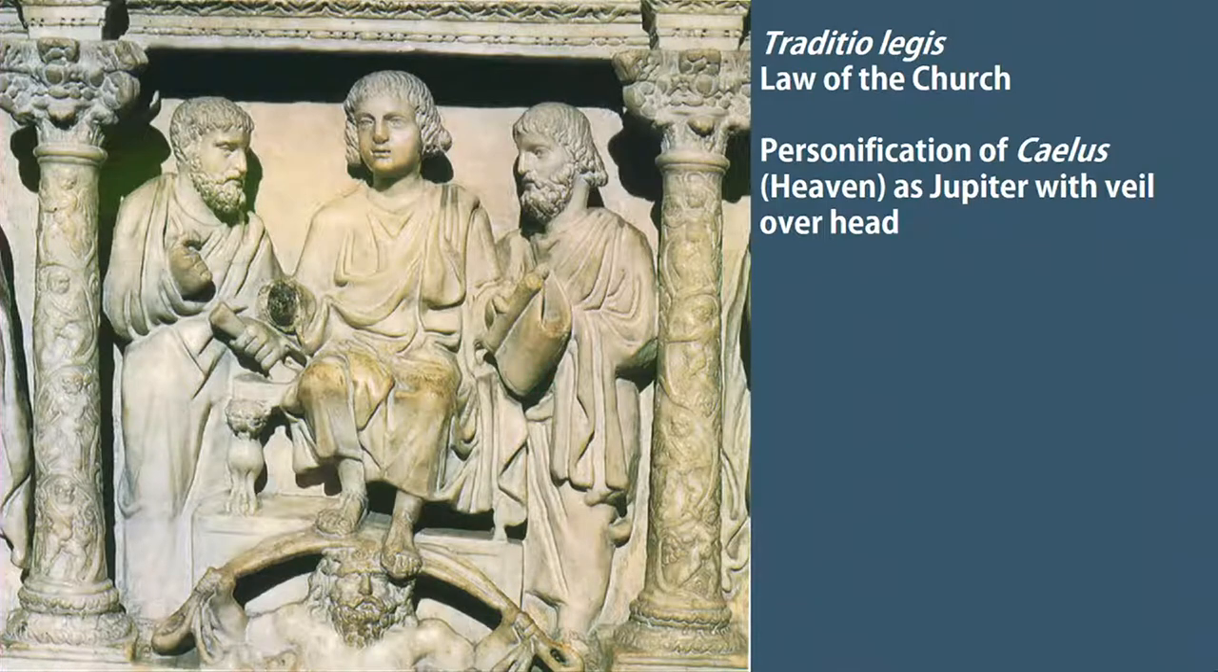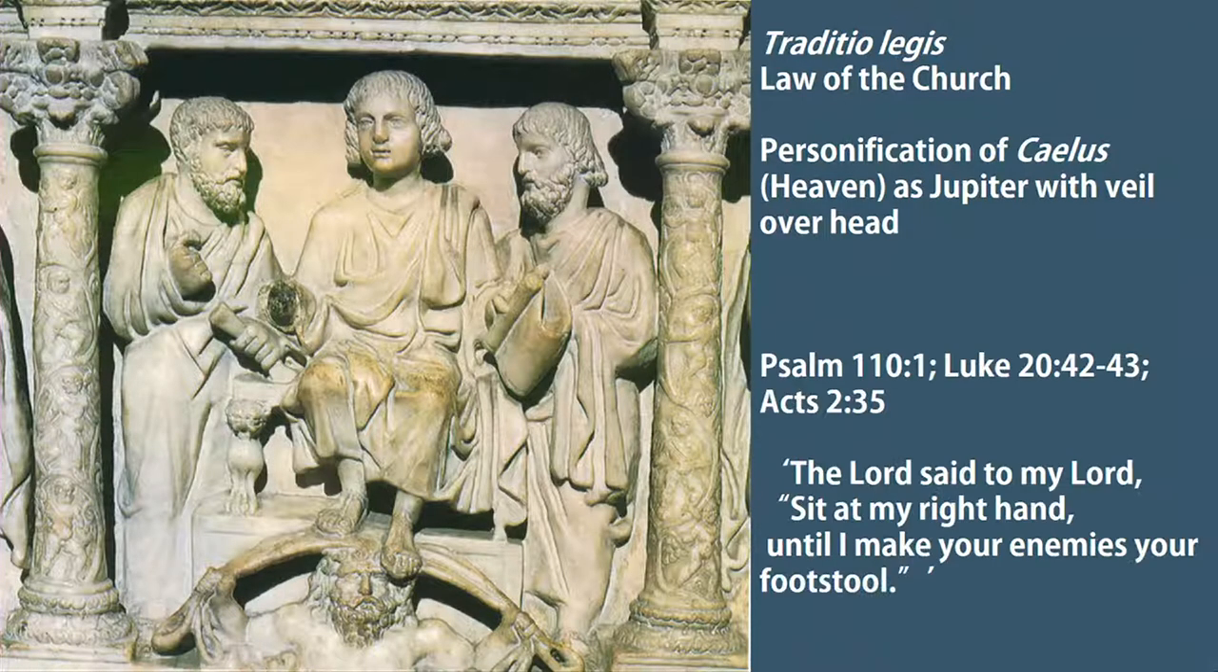Now getting back to this personification here of Caelus as Jupiter, the idea that Christ the philosopher has his footstool. But in this case, the footstool is made up by the old state religion, the pagan, which was perceived of as an enemy of the church. Well, that brings to mind Psalm 110, where David writes, "The Lord said to my Lord, sit at my right hand until I make your enemies your footstool." Well, those enemies, those who persecuted the Christians, have now become the footstool. Put another way, it shows the triumph of Christianity over the old pagan ways.